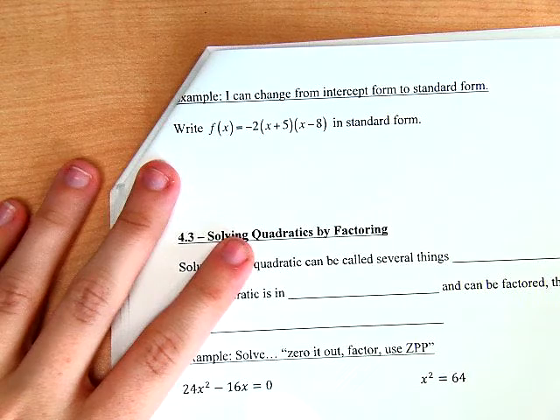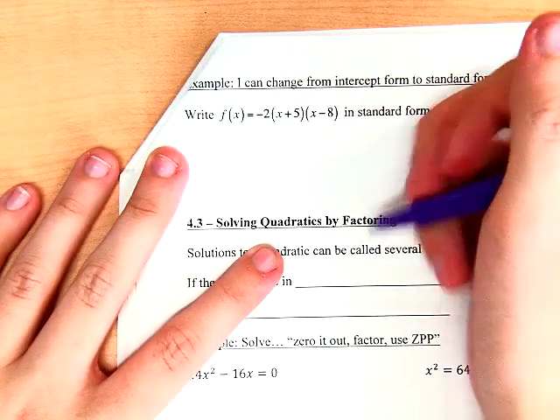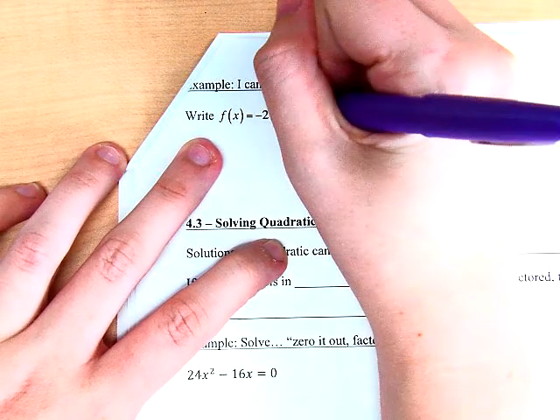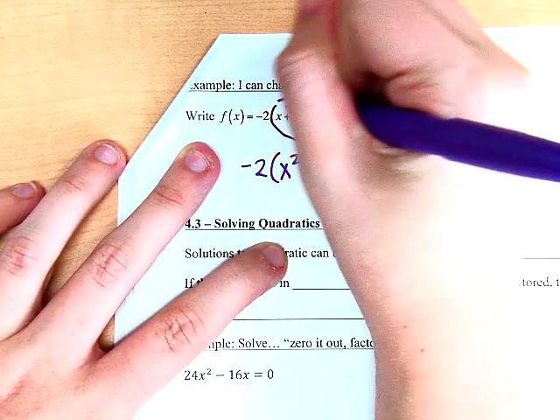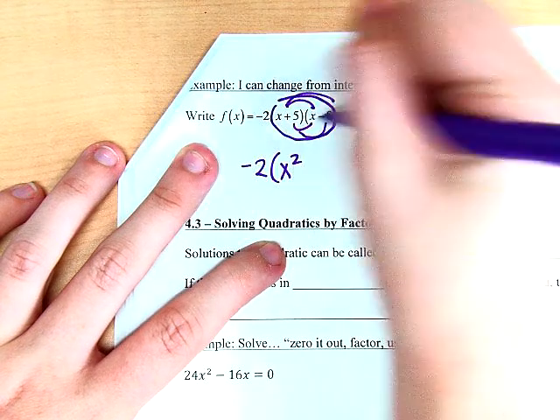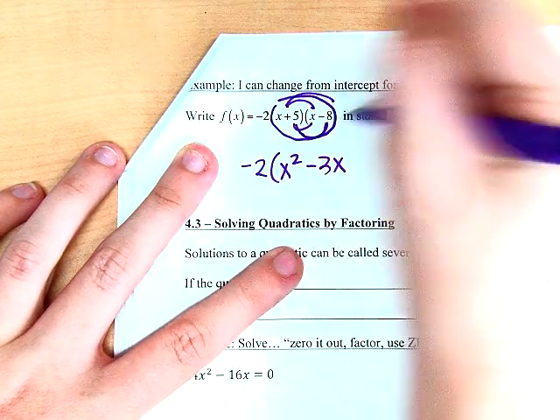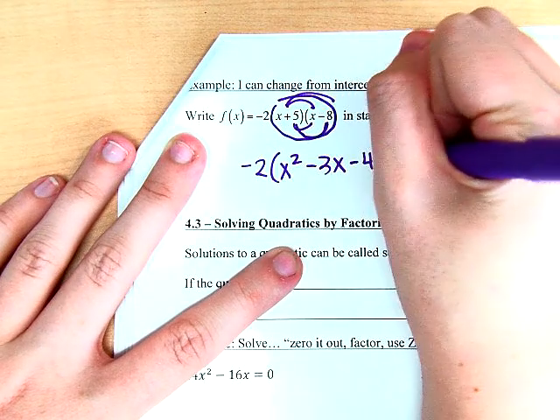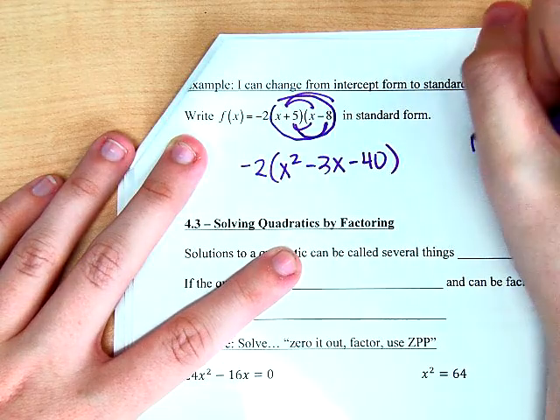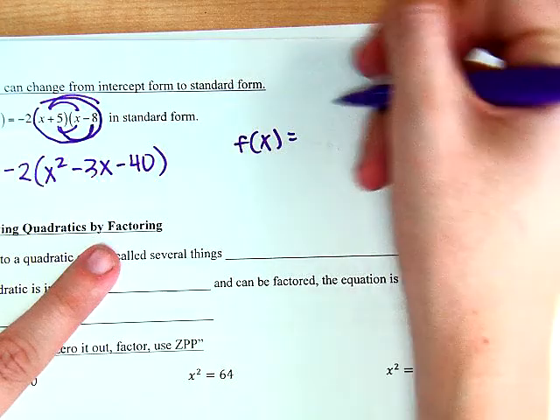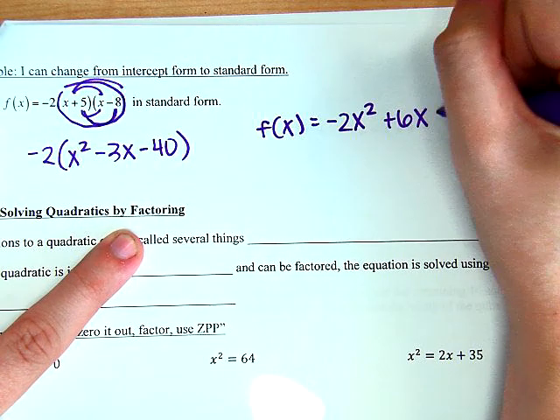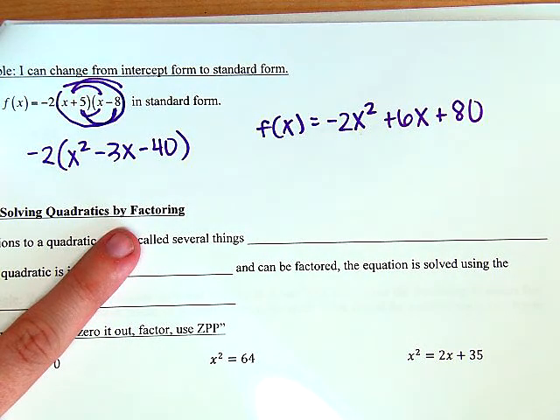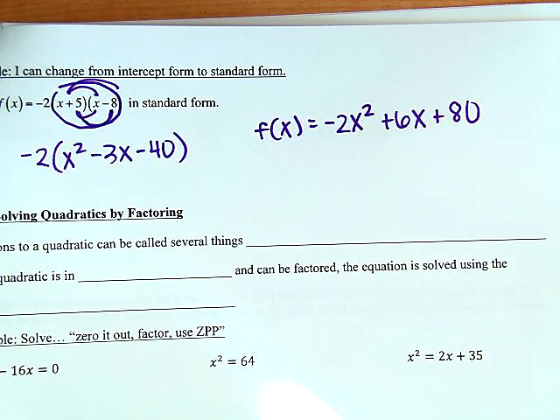Okay, flip that thing over. The last one on here says write it in standard form. So we have the equation, and the first thing we're going to do is FOIL these. So I got negative 2 times x squared minus 8x plus 5x, so minus 3x, and then minus 40. And we're going to distribute in. So my equation in standard form then becomes negative 2x squared plus 6x plus 80. There we go. Writing it in standard form is kind of just like FOILing.